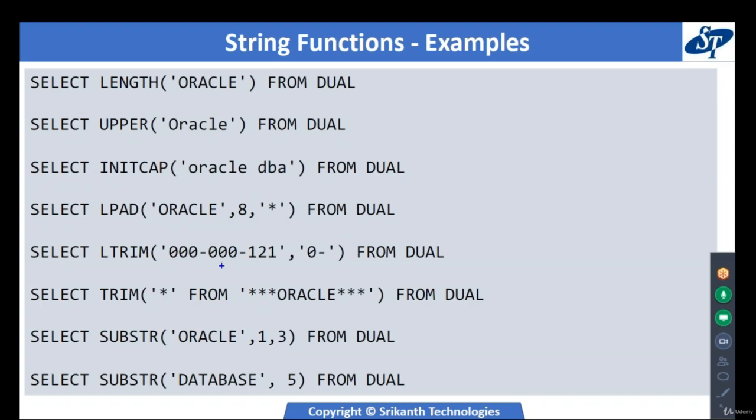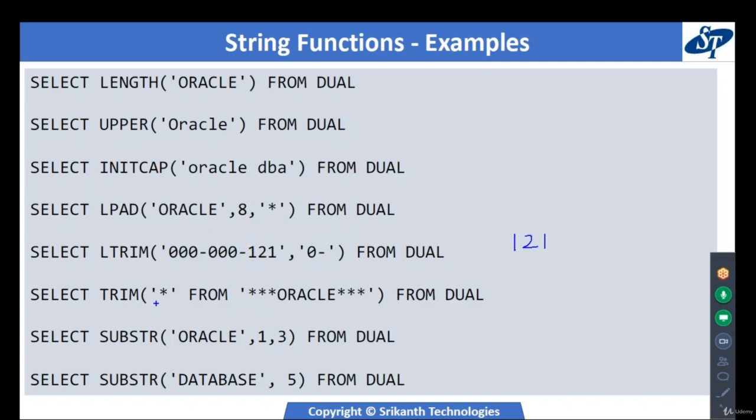LTrim is pretty interesting because it can take whatever characters you want to trim on the leftmost. So in this case, I want to trim all occurrences of zeros and hyphens on the leftmost. So it'll keep truncating this, and also hyphen, because we mentioned that even that is gone. So it will stop only when it encounters 1, because that's the first character that is not in the list of characters to be trimmed. So the result of that is going to be just 121.